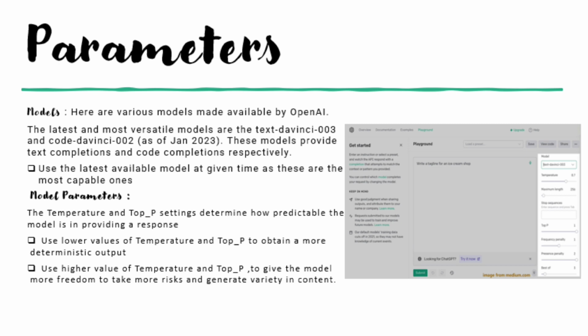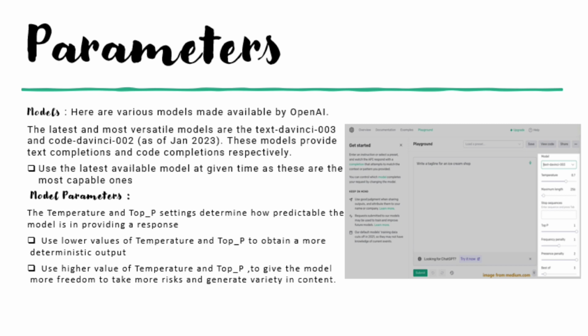So we have to use lower temperatures and top P values to get deterministic and non-random results. For example, to get correct results, we have to use lower values of temperature and top P. If you go with higher temperatures, it will take more risk and generate a variety of content. So it will not be that accurate or what you are looking for. So it is better to take lower values of temperature and top P.